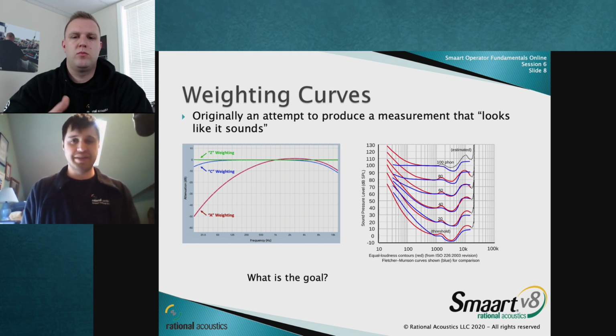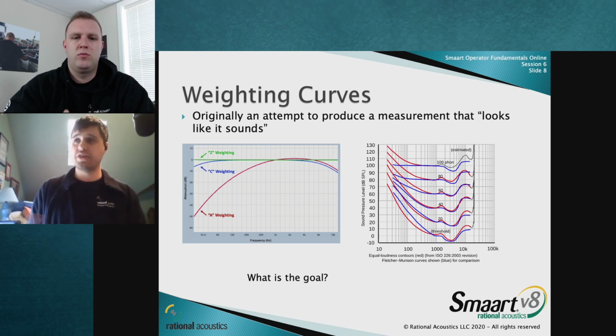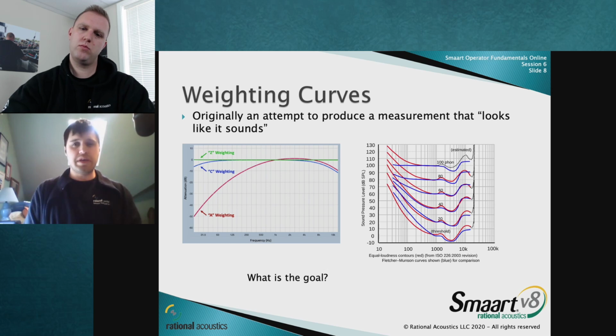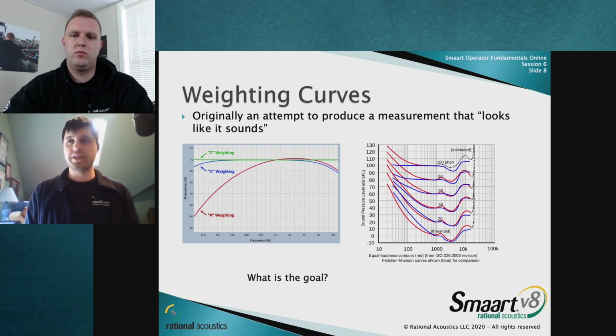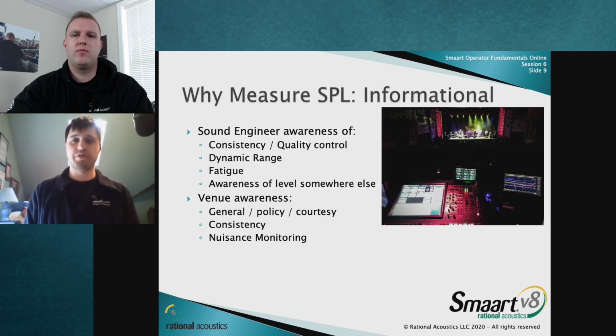The problem with that is it was based on data that's almost 100 years old now, and we now know that it's not very accurate. That's why there are two sets of curves in the graph on the right. The red curves are the currently accepted equal loudness contours. And so you might be thinking, oh gee, we really missed the boat on the weighting curves. Luckily, the goal of an SPL measurement is very seldom to actually produce a measurement that looks like it sounds. There are three categories of reasons that we do want to measure SPL, and they're all for objective purposes. So, Chris, why don't you talk about that?